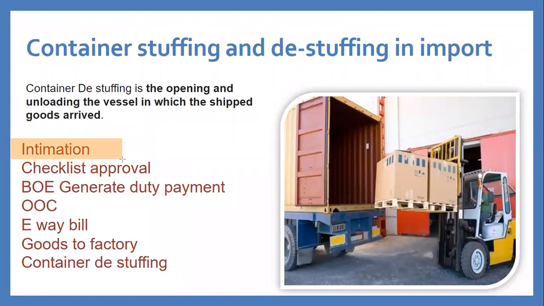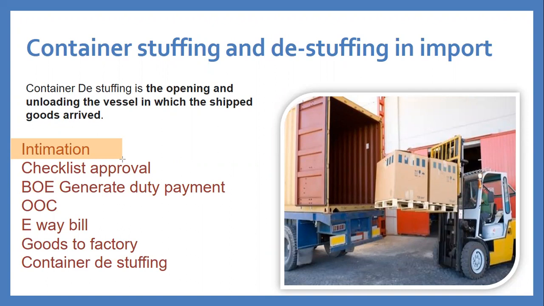Intimation. Who will provide the intimation in import? The supplier will share the intimation with us. This intimation is just for information that the supplier has exported the goods and on a particular date the shipment will reach the seaport. These are also called pre-alert documents or estimated time of arrival.